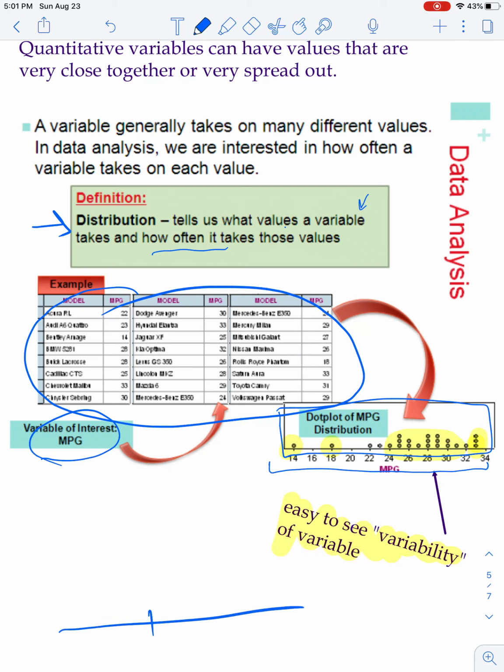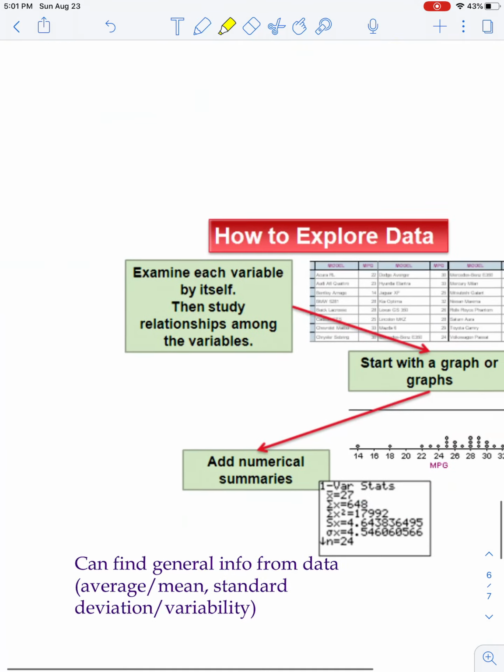If I had a dot plot and they were all right together and there were none out here, then I would say that my data is not variable. It's very consistent, but this data is widely spread. So again, putting it into a distribution helps us visually gather some information, draw some conclusions about the variable that we've collected our data upon.